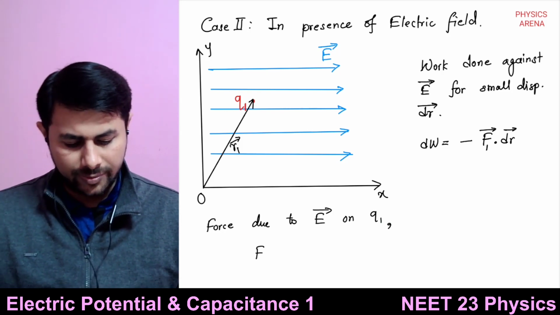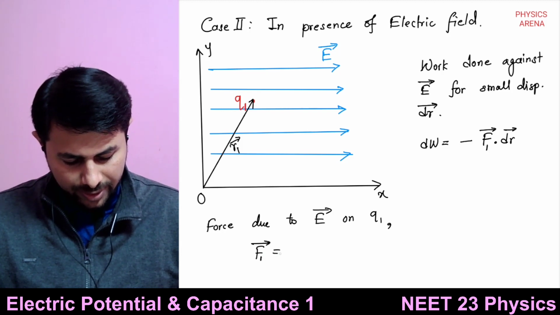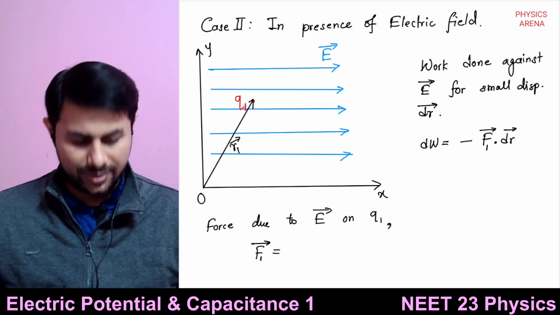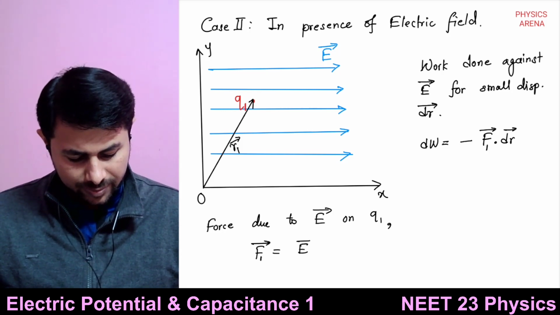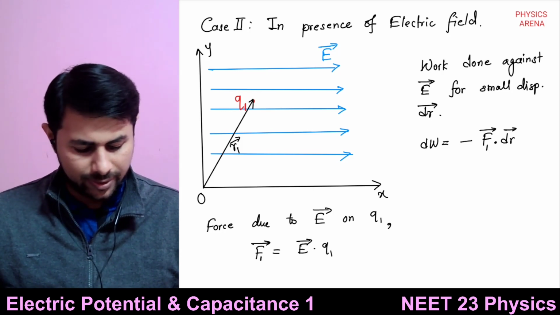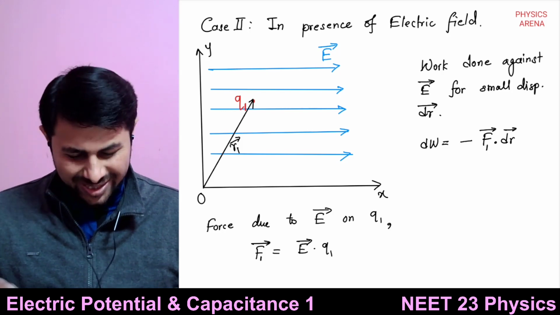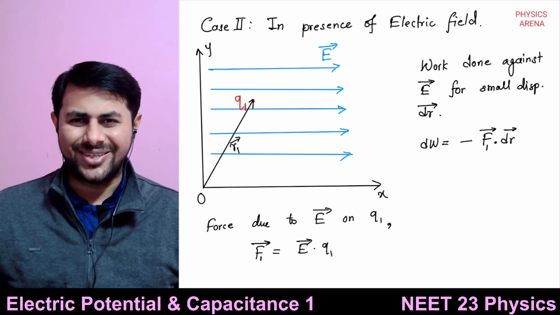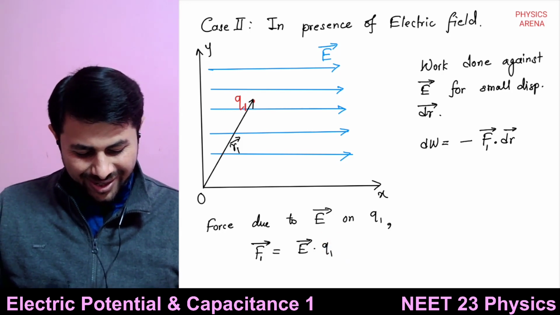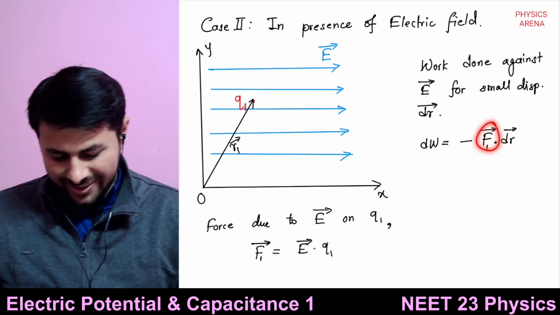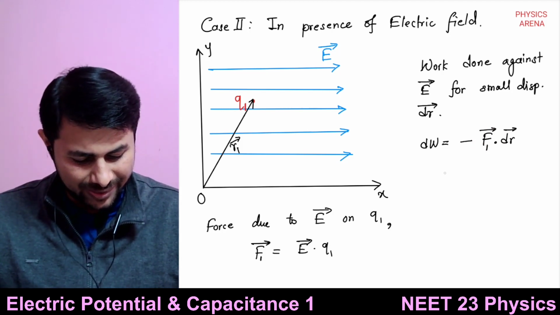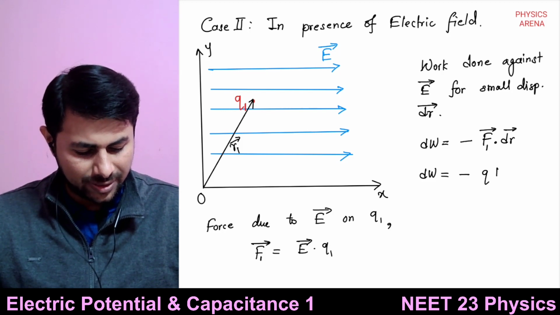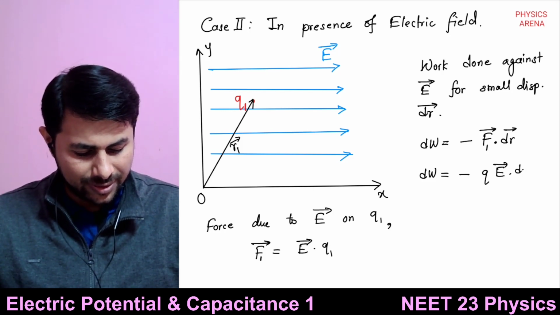Let's call it F1. So F1 bar is equal to the electric field multiplied by the charge. Sorry, not Q1 bar, it is E bar multiplied by charge. Charge is a scalar quantity, right? So F1 bar is E bar multiplied by Q1. So work done will be what? Minus of Q times E bar dot dr bar.